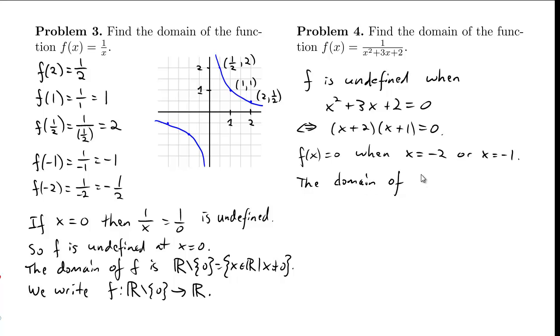The domain of f is R, removing the points minus 1 and minus 2. Here this set is the set of all real numbers except minus 1 and minus 2. We write f as a function going from this set and producing all real numbers. We are ready to move on, but we will come back to this topic once we've introduced more functions.